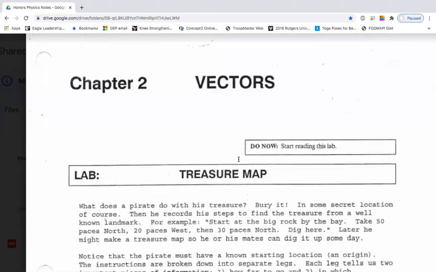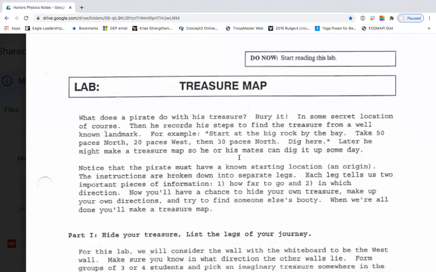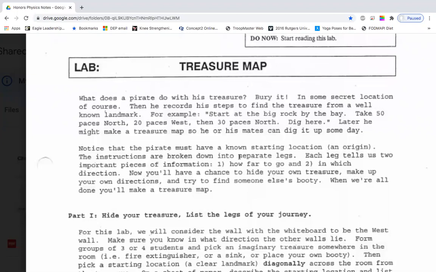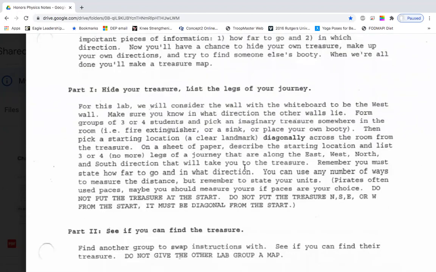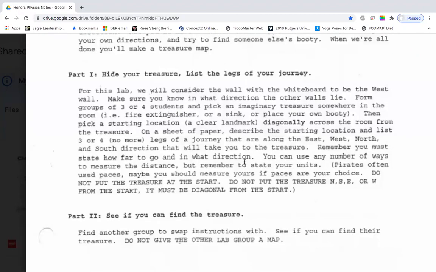So we started out with a treasure map, and everybody was able to figure out what to do. You were supposed to lay out 3 legs of a journey from some starting location, an origin. Normally when we're in school, a lab group will write down the legs of their journey with the starting location and then try to give that to another lab group to see if they can follow those instructions and find the treasure. The whole idea is, can another lab group repeat what you've done and follow your instructions?